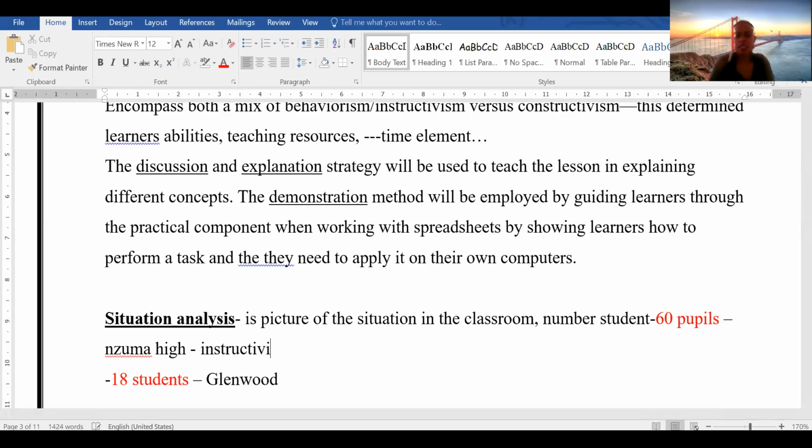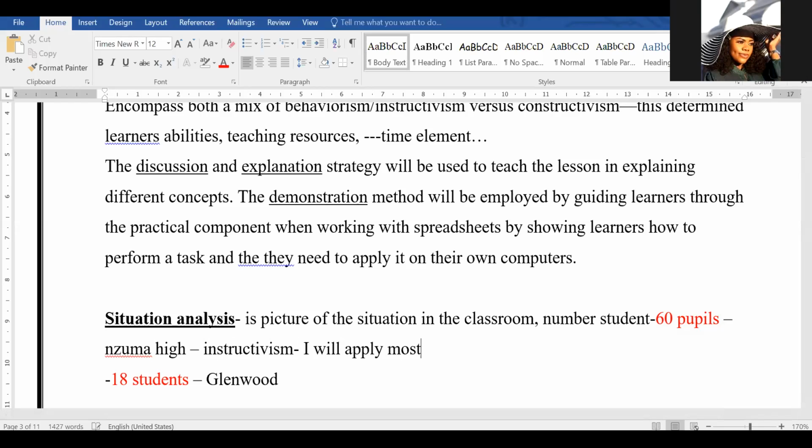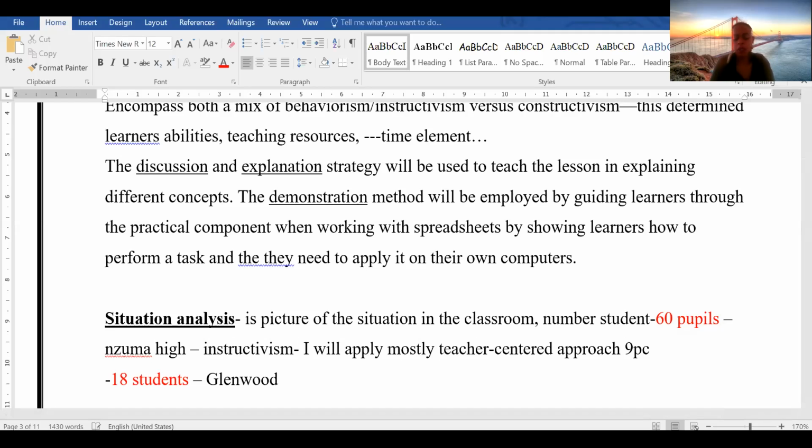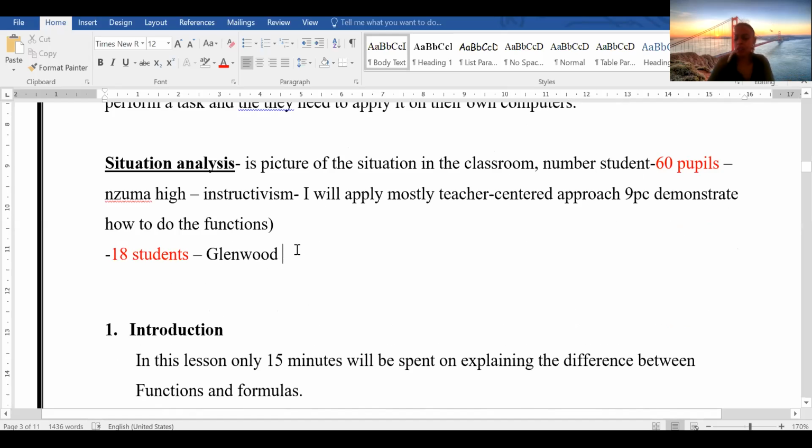Can you say that? So the teacher here will say, I will apply mostly a teacher-centered approach. And there's nothing wrong with that. I will use a projector or the blackboard to explain to them. Since they don't even have computers, my computer might be the one that I will use to demonstrate how to do the functions. Circumstances. Whereas in this other one, the teacher might just introduce the basic things and then the learners take over.